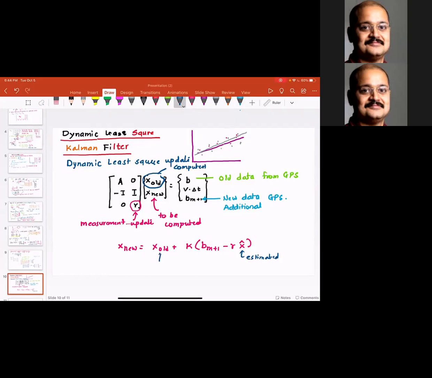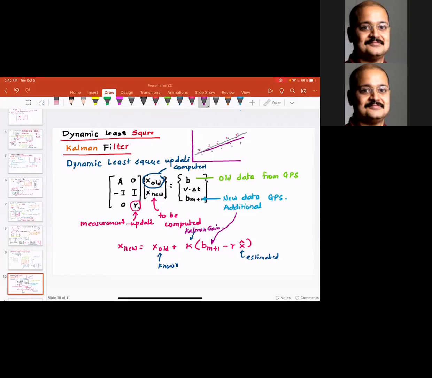This is known. And this is called the Kalman gain. This is the new additional data. This is called the Kalman gain. So this is a workhorse in guidance systems, missile guidance systems, or aircraft guidance systems. Kalman filter is used again and again in lots and lots of applications.